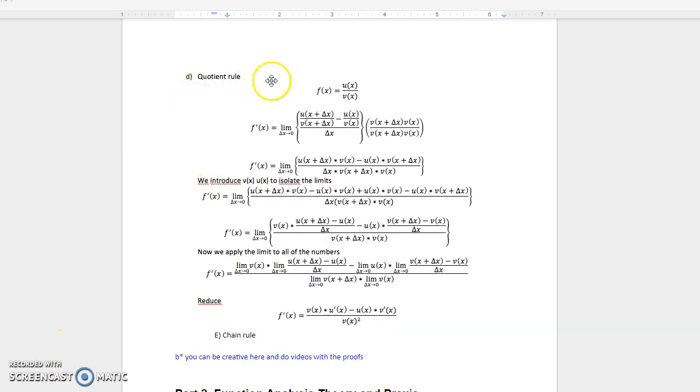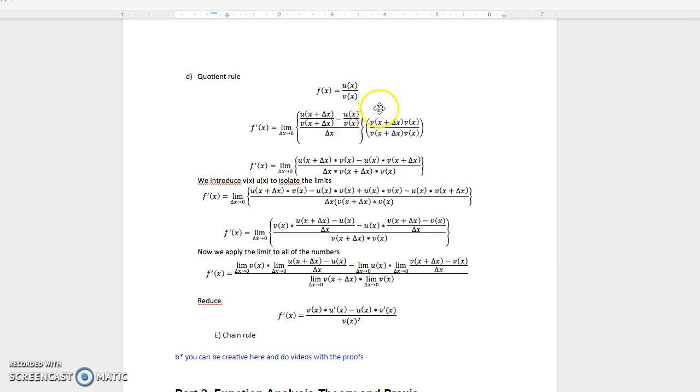So the proof of this is that we have our function f of x equal to u of x over v of x. Now we're going to apply this to the differential quotient, so that's going to be u of x plus delta x over v of x plus delta x minus u of x over v of x, and that's all going to be divided by delta x. Now what we want here is to have a common denominator. We want to get rid of this part so that it becomes a lot simpler.